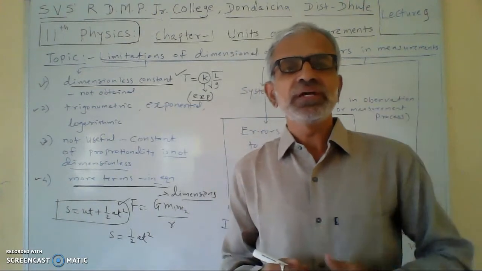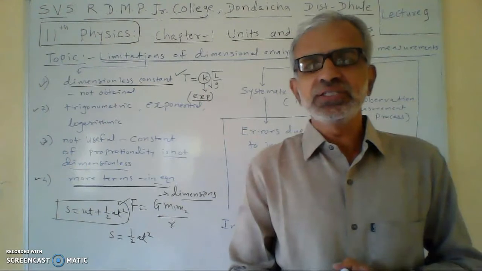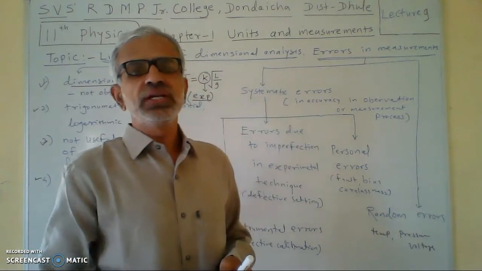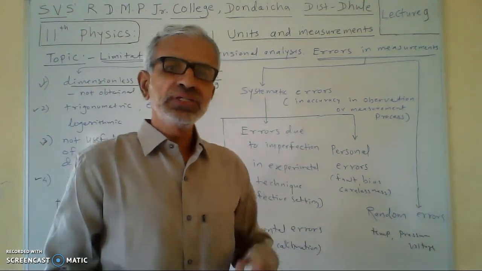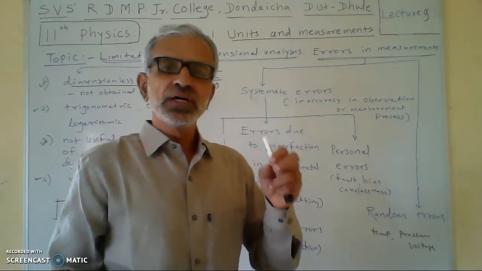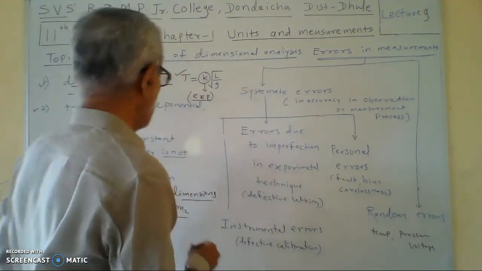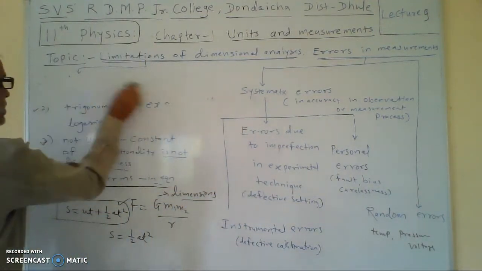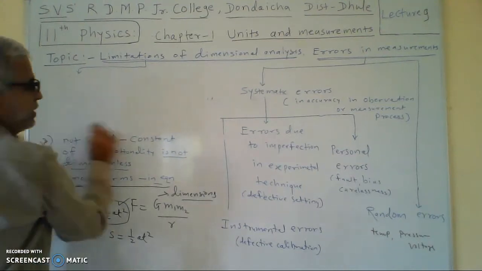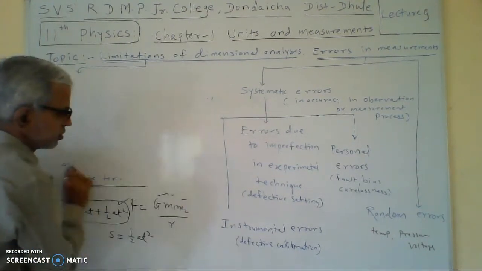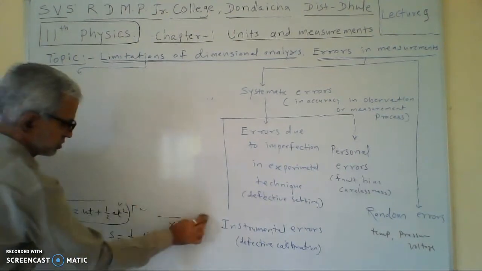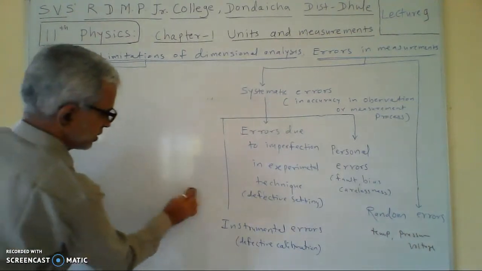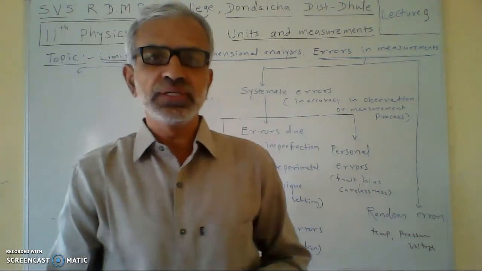So these are four limitations of dimensional analysis. Even though there are limitations, we are using dimensional analysis and dimensions in 11th standard and 12th standard in every chapter. So it is a very important point, dimensions. Now we see what are the errors in measurement. In physics, we come across various measurements during the experiments, during the practicals.